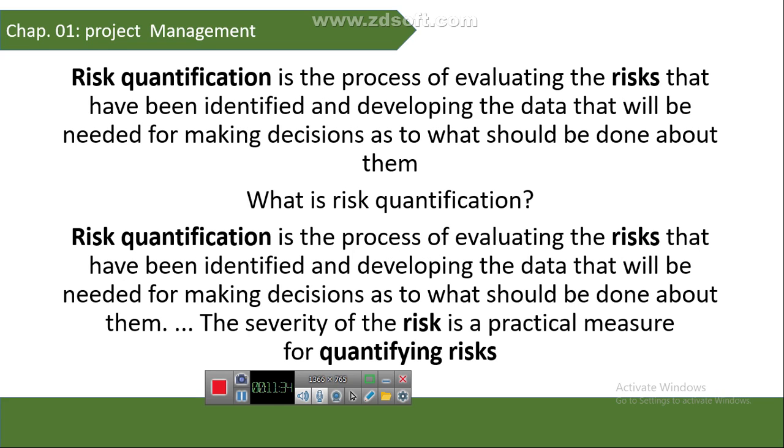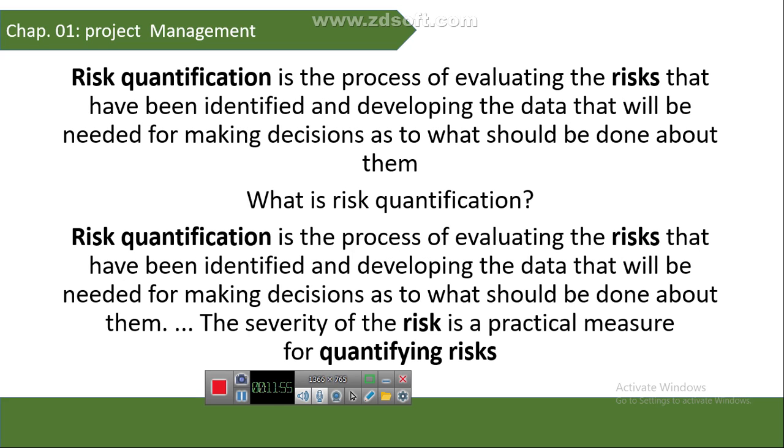What is risk quantification? A risk quantification is the process of evaluating risks that have been identified and developing the data that will be needed for making a decision as to what should be done about them. The severity of the risk is a practical measure for quantifying a risk.